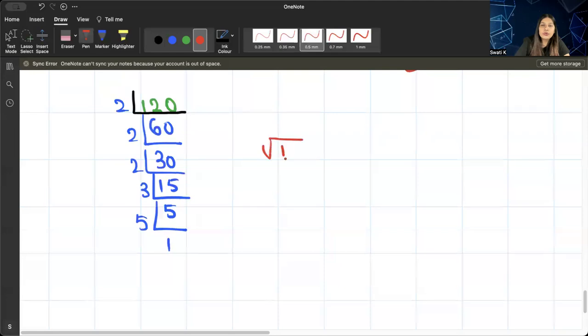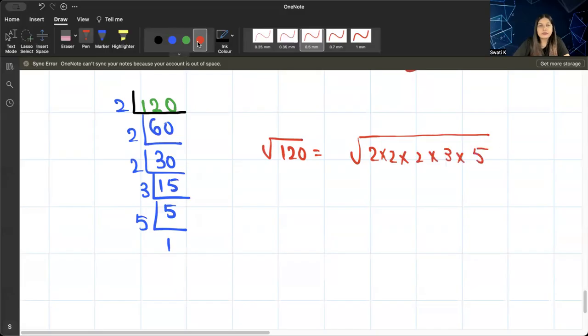I can write down root over 120 as square root of all the numbers that you can see outside. 2 times 2 times 2 times 3 times 5, right? So here, this is the only pair that you can see, and that will come outside the square root as a single number. So 2, the other numbers are not coming in pair. So that will be as it is inside the root. So the answer will be 2 square root of 30.